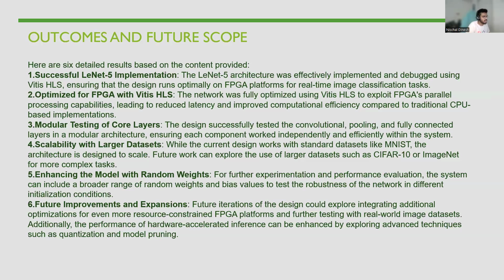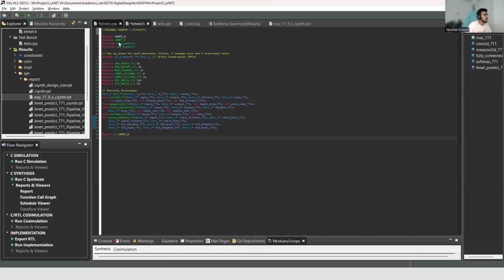In future iterations, the design could explore integration and additional optimizations for even more resource-constrained FPGA platforms, and further testing on real-world image data sets. The performance of hardware-accelerated inference can be enhanced by exploring advanced techniques such as quantization and model pruning. Now we'll look at the code, which is simulated in Vitis.